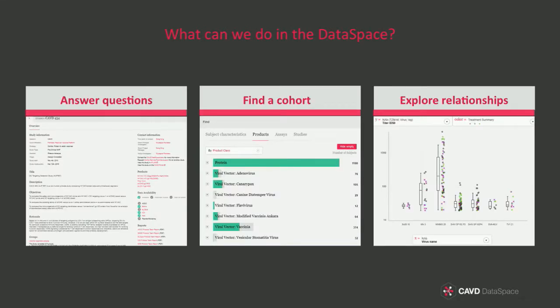So there's 3 main things that users can do in the DataSpace. The first is to answer questions about studies. So what were the products used? What were the assays tested? The second thing that folks can do is to find a cohort. So this would be locating subjects with common characteristics, like all having received a similar product that can be compared. And then the third is being able to explore the data and the relationships across those studies and data.